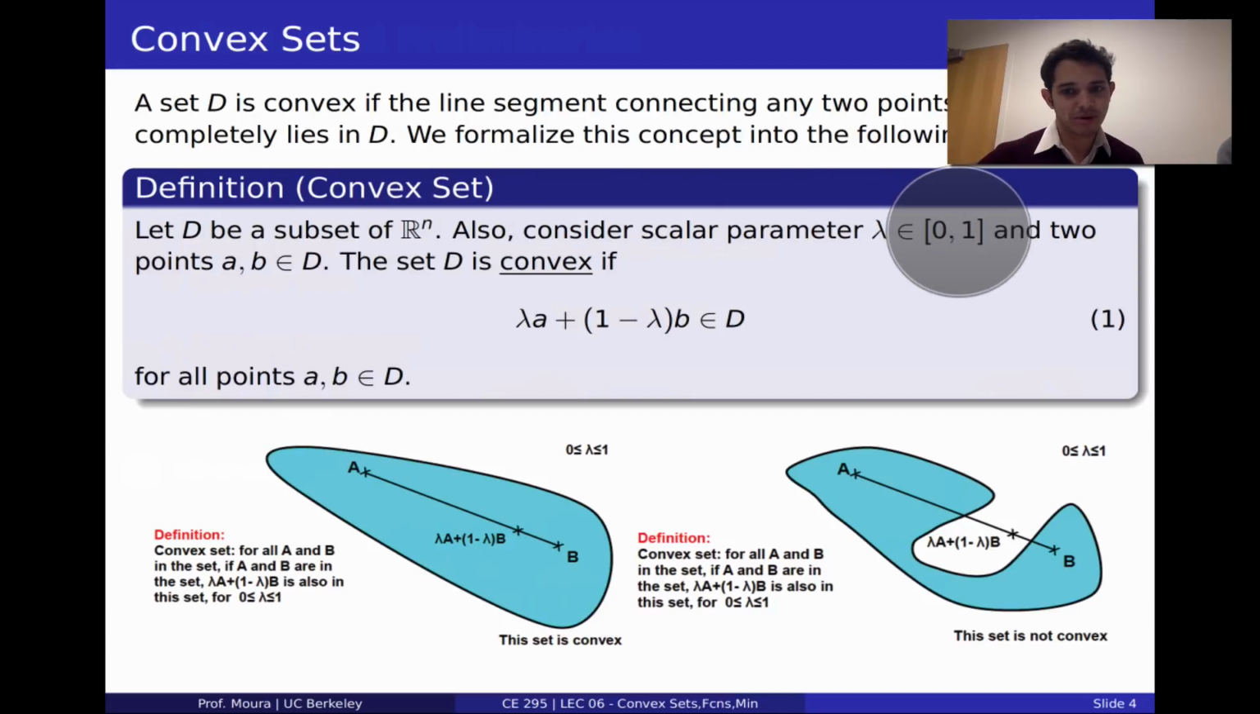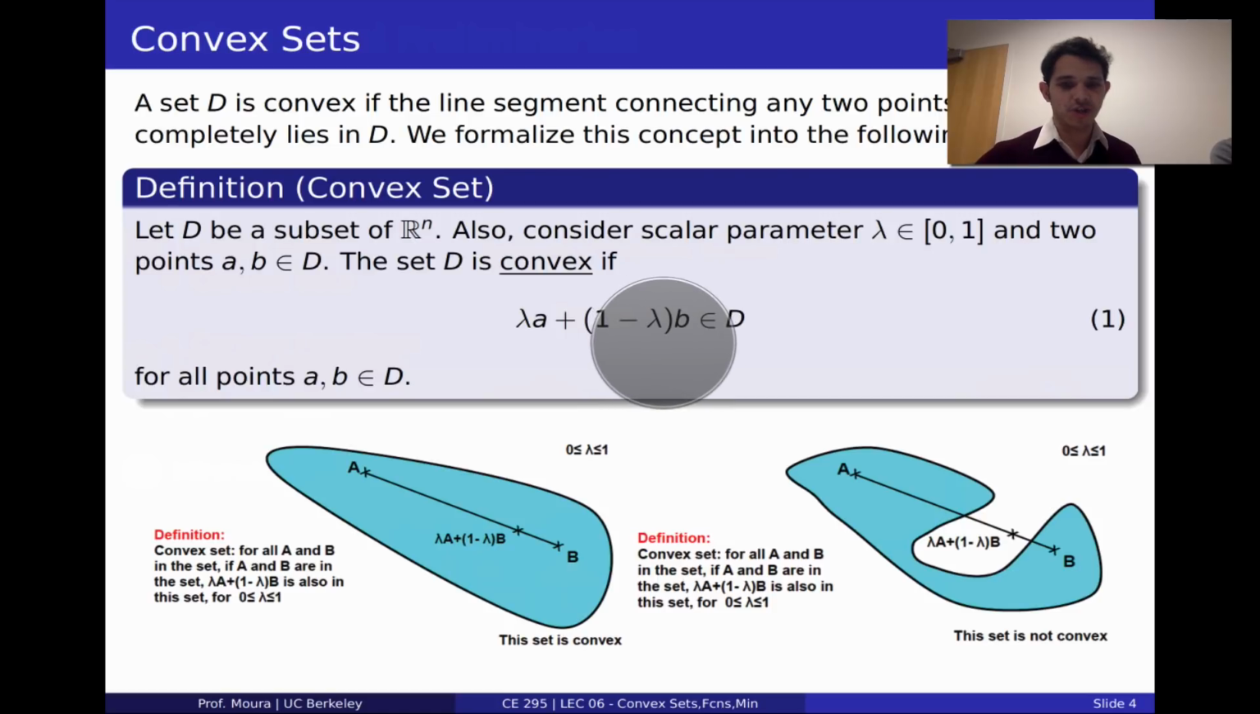And then we also consider the scalar parameter lambda that varies between 0 and 1, which we'll see will parameterize our line segment. Then we consider any pair of points in this test set D, and we'll call that A and B. A set is convex if it passes the following test. We check for every single pair of points in D that the line segment connecting A and B, which we can write in this way where lambda parameterizes a point on that line segment, lies in D. Note, when lambda is 0, that corresponds to point B. When lambda is 1, that corresponds to point A. And as we vary lambda from 0 to 1, that moves us from point B to point A.